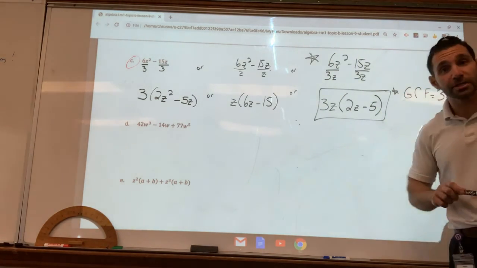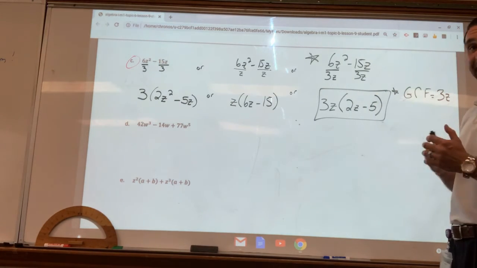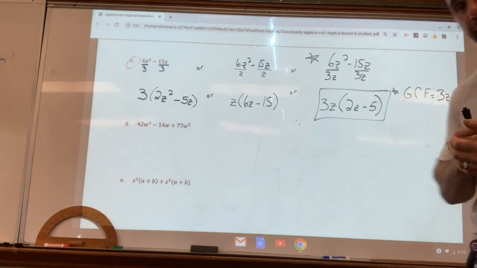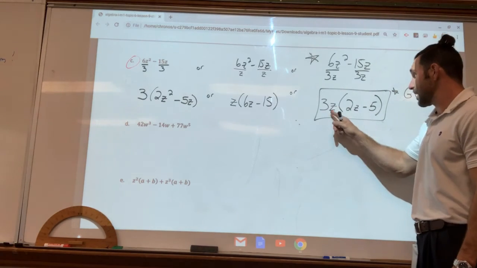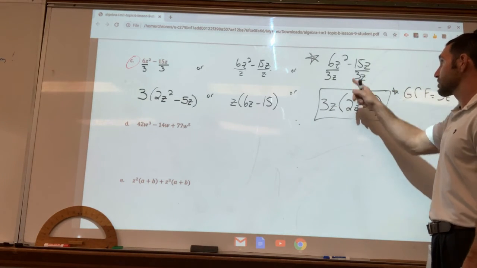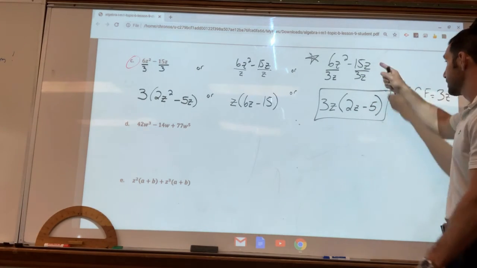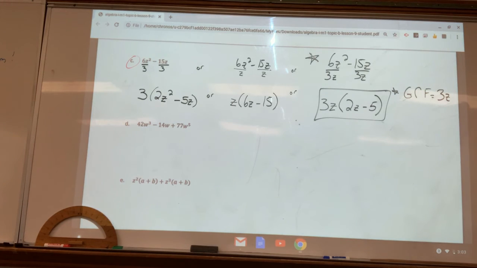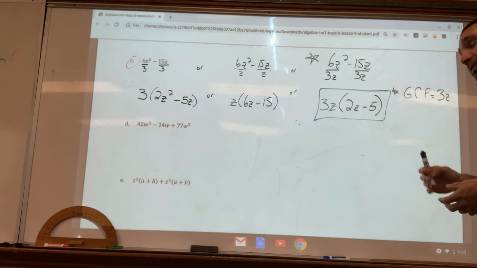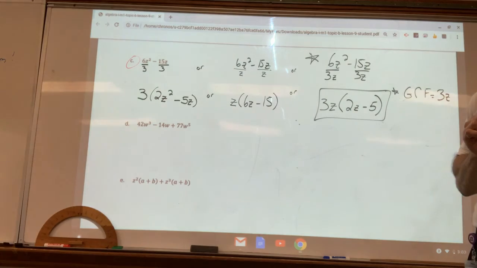The 3 is the largest numerical value that goes into both 6 and 15. Z is the largest variable with degree that goes into z squared and z. When I factor it out, I'm dividing out 3z. What's left over is 6 divided by 3 is 2, z squared divided by z is z, and negative 5. The GCF is 3z. That's my greatest common factor. But if I want something completely factored, this is it.